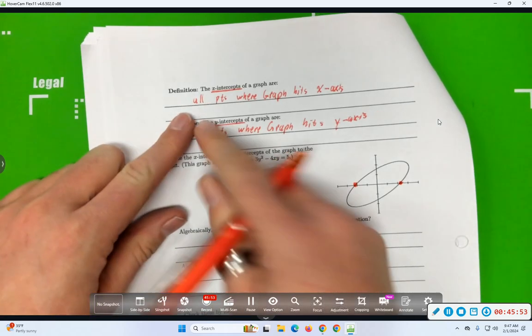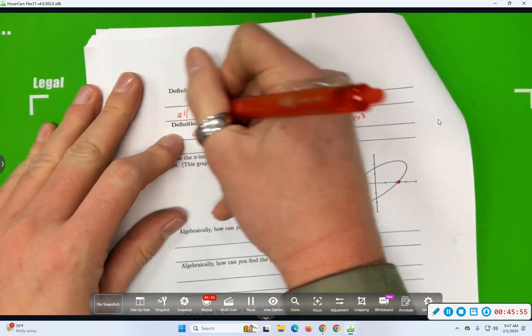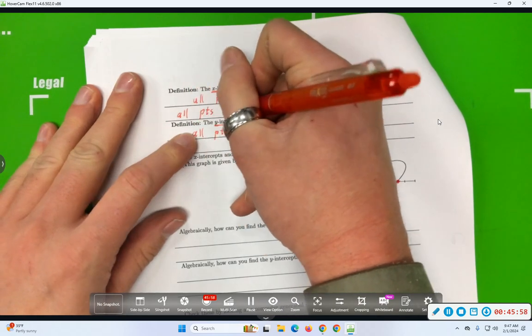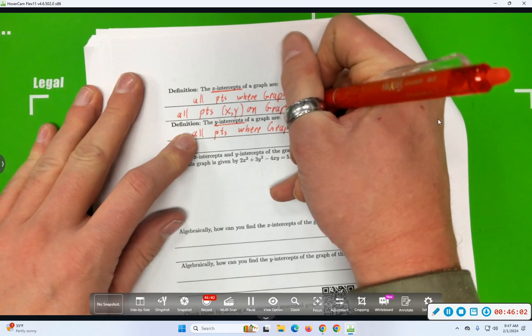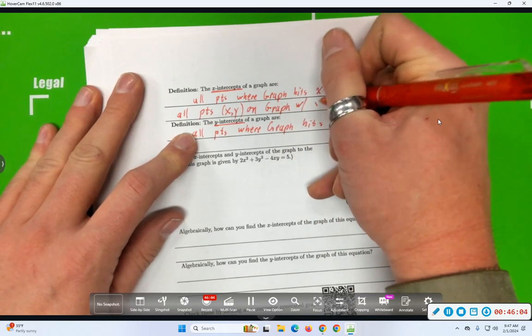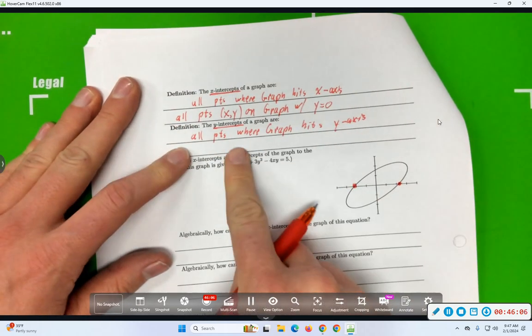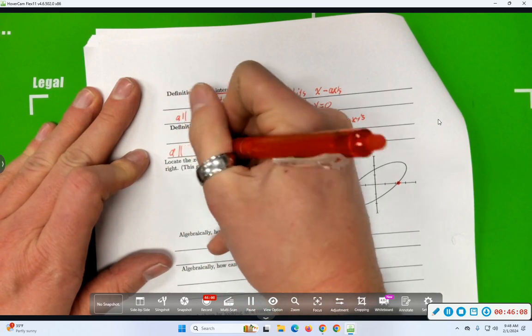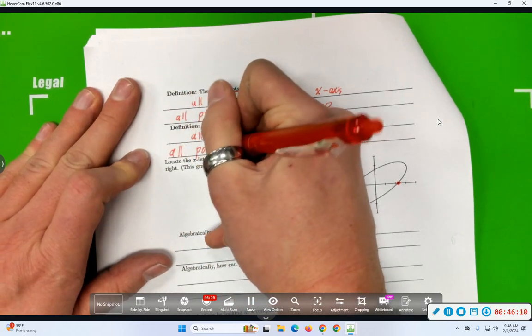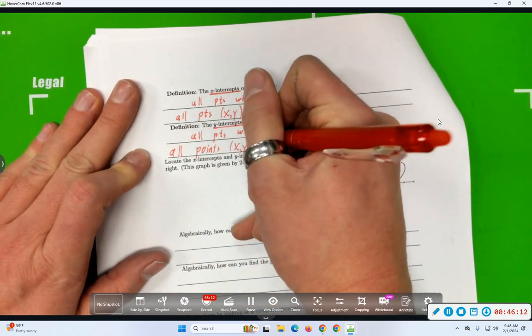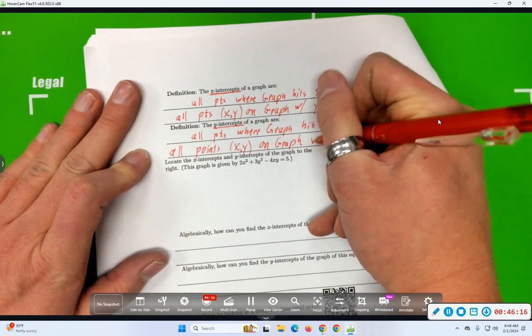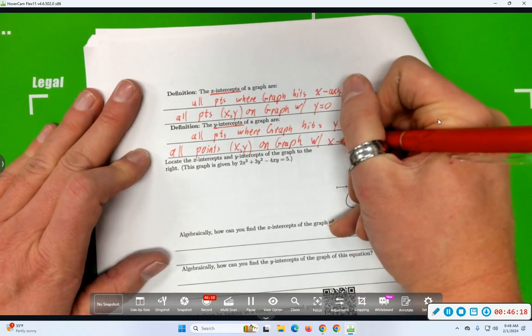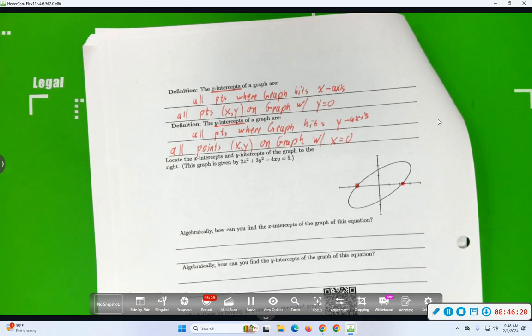So let's write that down here. It's all points x, y on the graph with y equals 0. Similarly, the y-intercepts are given by all points x, y on the graph with x equals 0. So to find x-intercepts, it looks like y equals 0. To find y-intercepts, x equals 0.